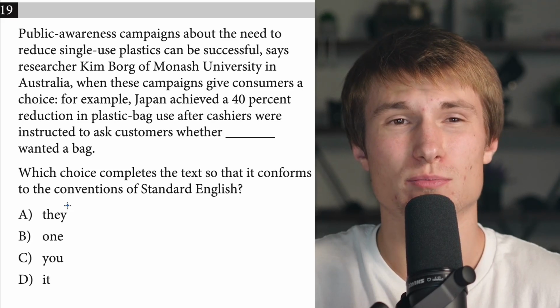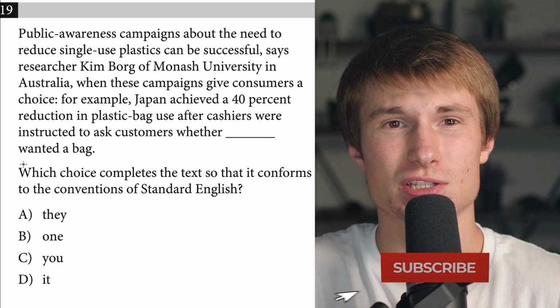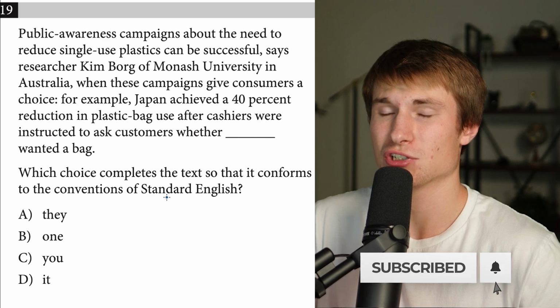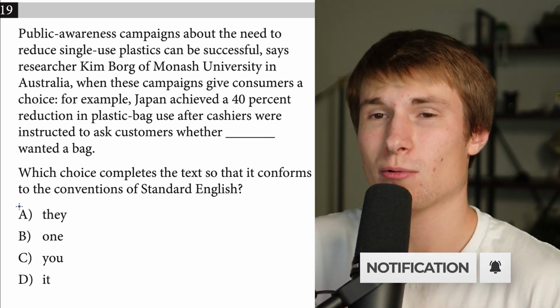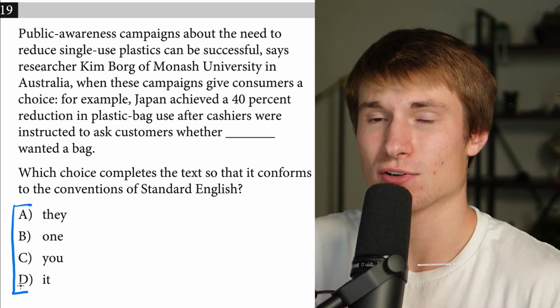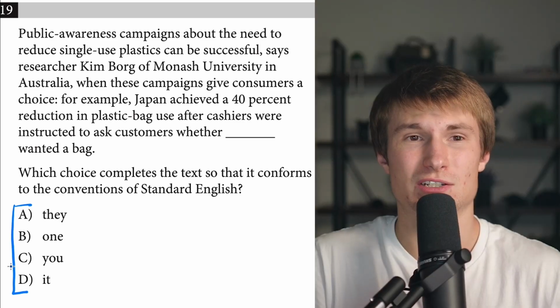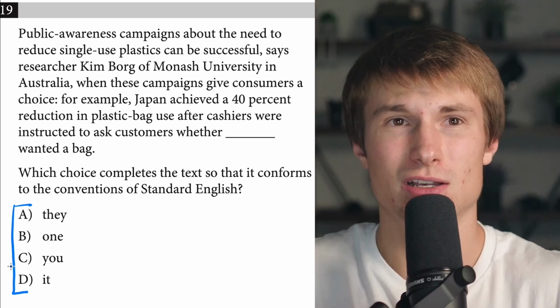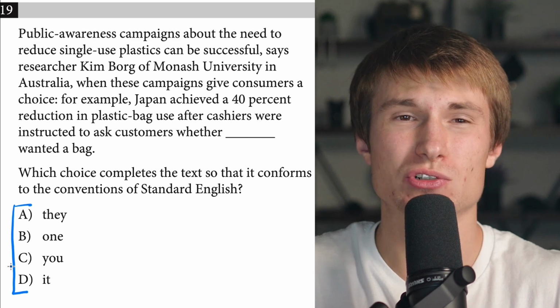Here's how I recommend that you approach questions on the digital SAT writing section that ask you to complete the text so it conforms to the conventions of standard English. What I want you to do is take a look at your answer choices first and identify what you ultimately need to discover or identify as you do your initial read through in order to answer the question.